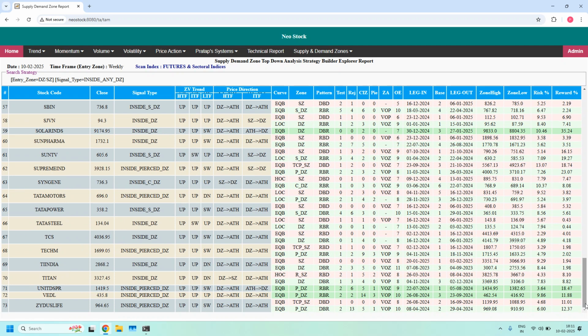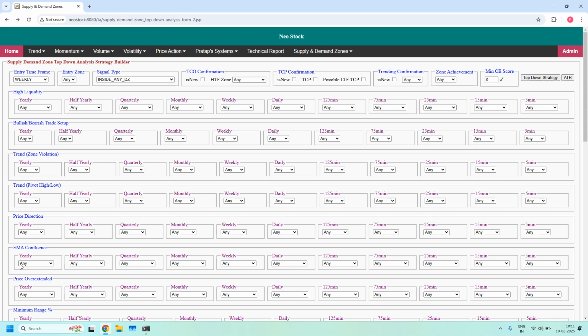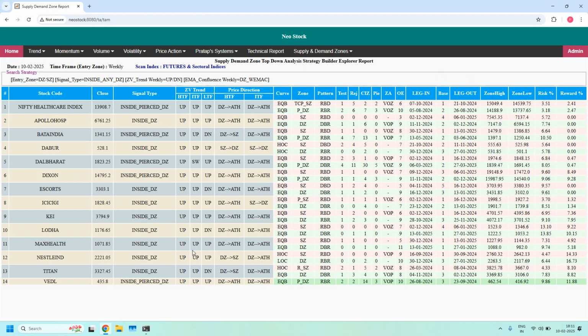High probability setup, weekly demand zones. So in the EMA confluence at weekly time frame, I am setting the filter weekly demand zone having weekly EMA confluence. And trend on the weekly time frame is either up or down. So with these filters, from 73 we got 14 stocks. So these 14 weekly demand zones are having weekly EMA confluence and current price closed inside the weekly demand zone.